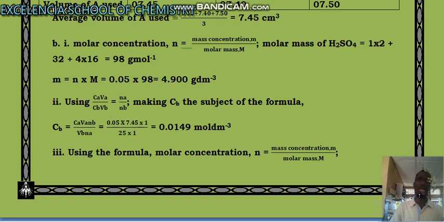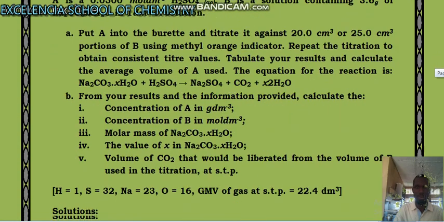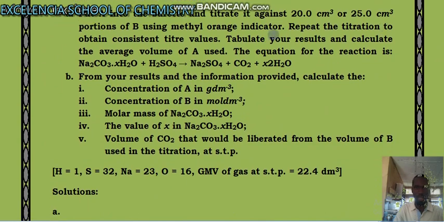And for the B part, (ii), we are asked to calculate the concentration of B in mole per dm cube, using this formula here. Ca is the concentration of the acid, Cb is the concentration of the base, Va and Vb are the volumes of the acid and the base, and Na and Nb are the coefficients of the acid and the base from the balanced chemical equation, as we can see here. The coefficients are 1 to 1.